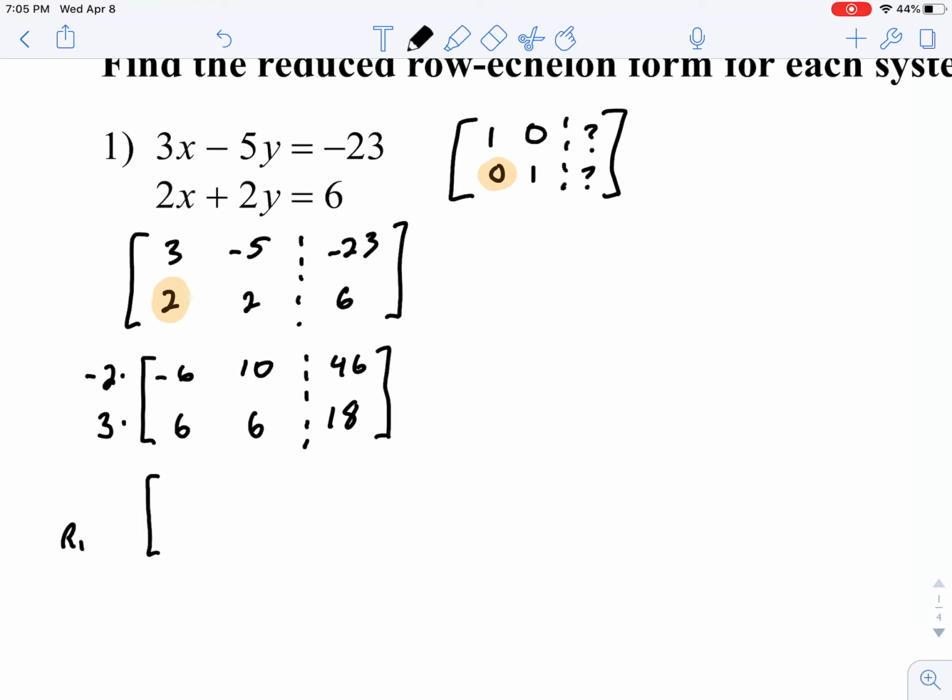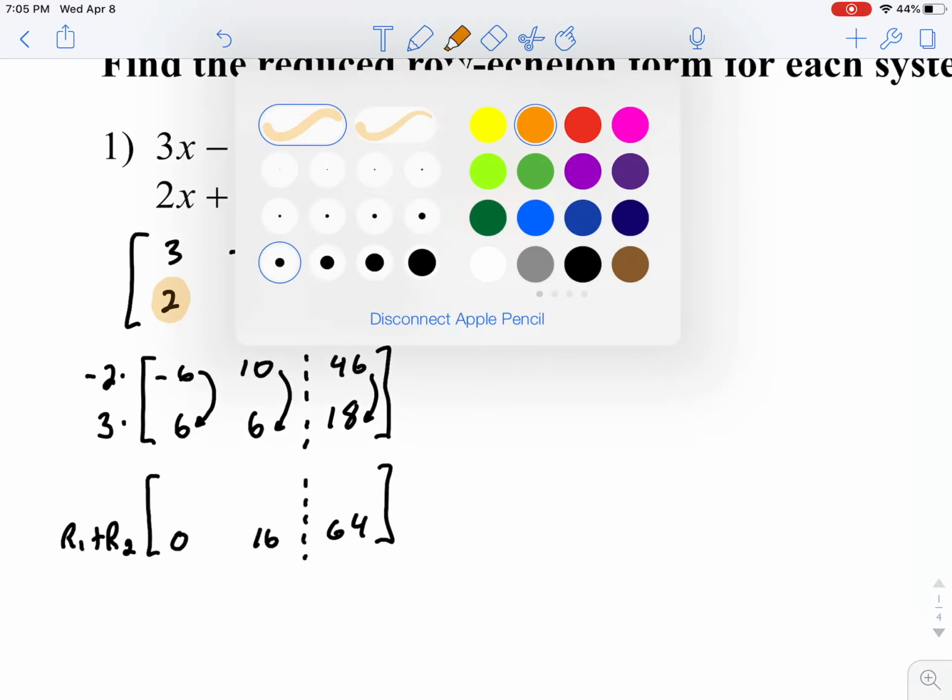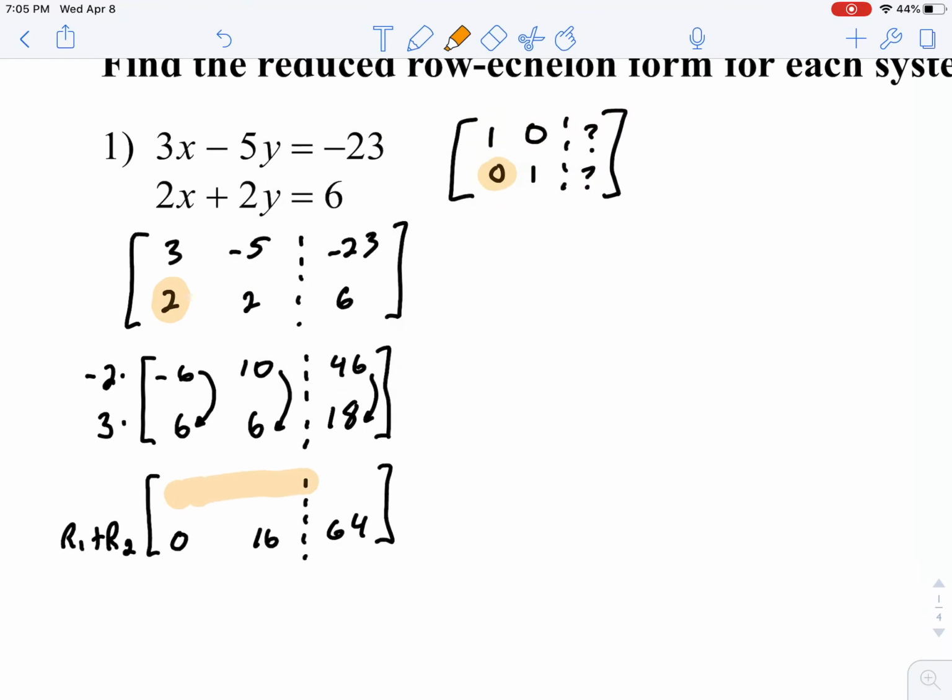So I'm going to add row 1 plus row 2. I'm pausing to look for little mistakes wherever they may pop up, like that. Okay, so row 1 plus row 2. If I add -6 plus 6, I'm going to get 0. 10 plus 6 is going to give me 16. 46 plus 18. Always good to have a calculator handy for stuff like this, but this works out to be 64.